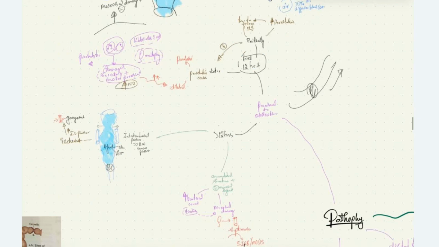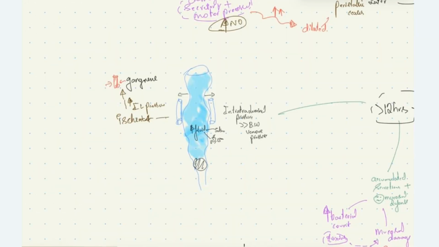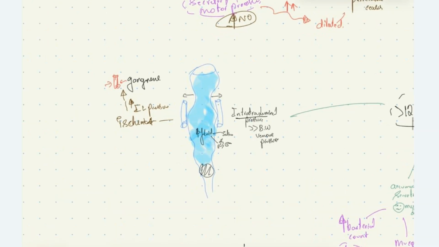After the first 12 hours, as the bowel goes on dilating, the intraluminal pressure, the pressure inside the lumen of the bowel, reaches a point where it crosses the bowel wall venous pressure. Once the intraluminal pressure becomes more than the bowel wall venous pressure, it occludes the venous flow, which causes ischemia.